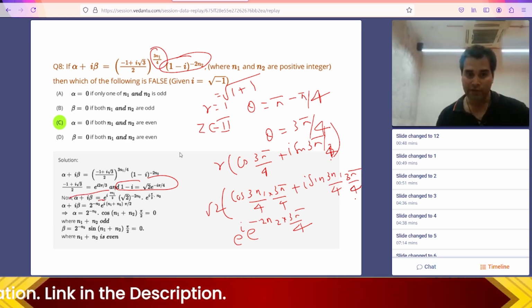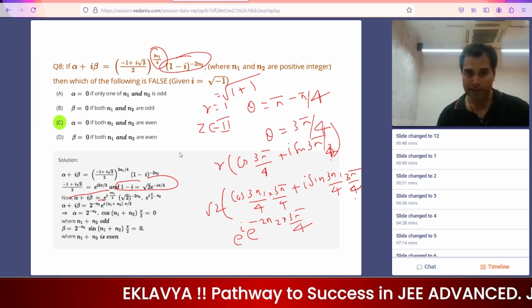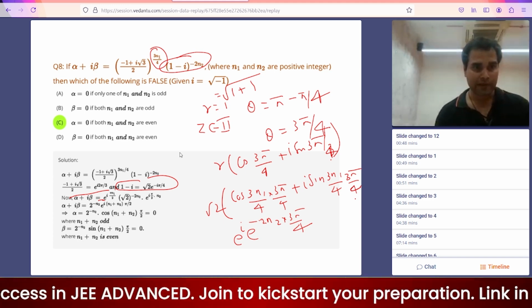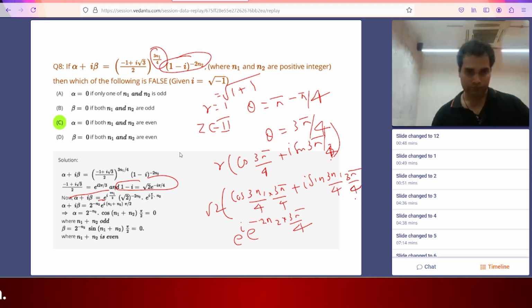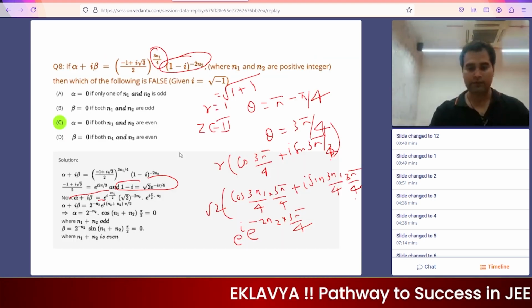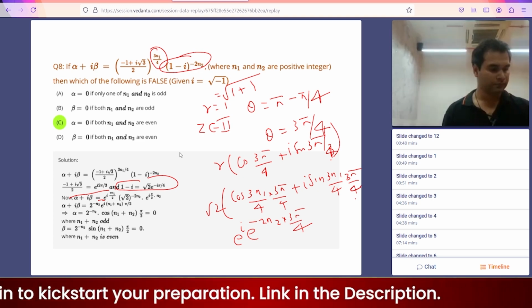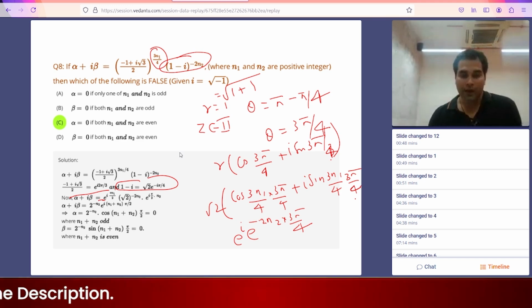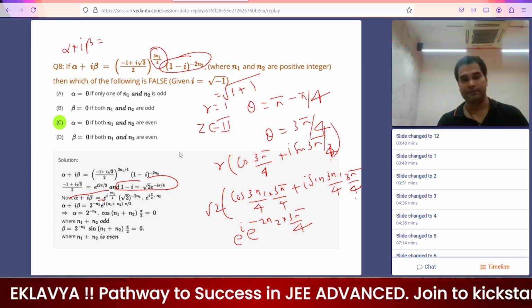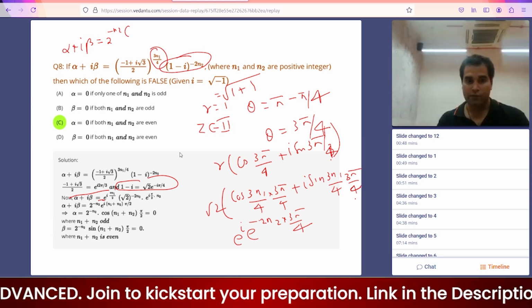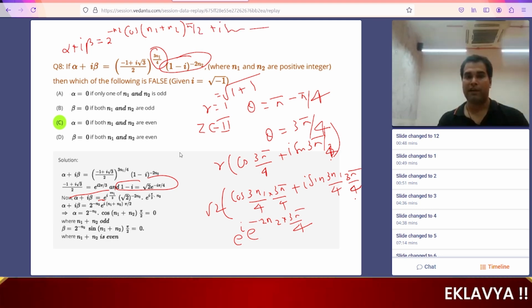This means alpha plus iota beta, when both bases are the same, we add both the exponents, so alpha plus iota beta equals this. Yes, alpha plus iota beta is 2 to the power of (n1 minus n2) times cos of (n1 plus n2) pi by 2 plus i sine of this.